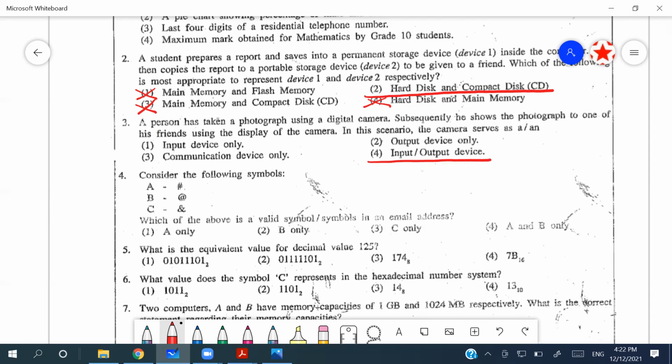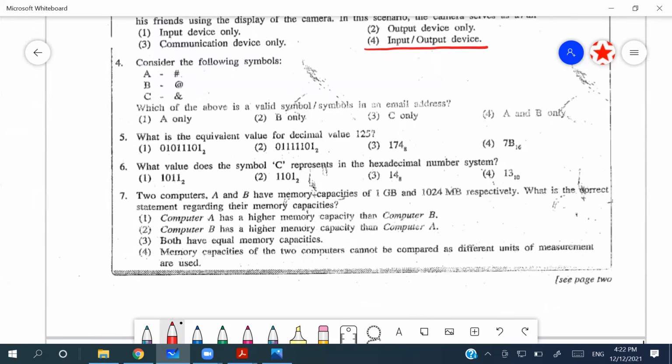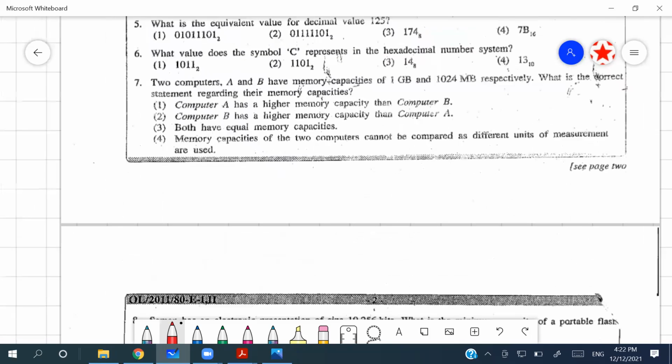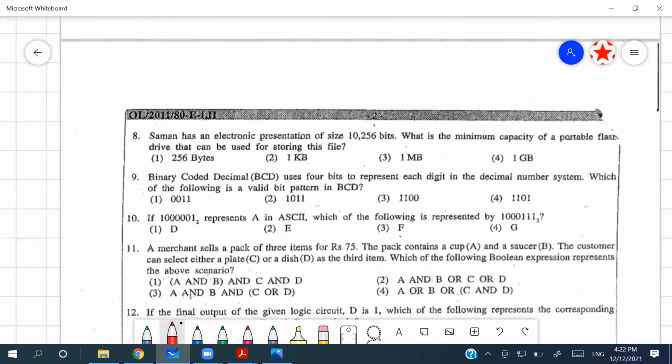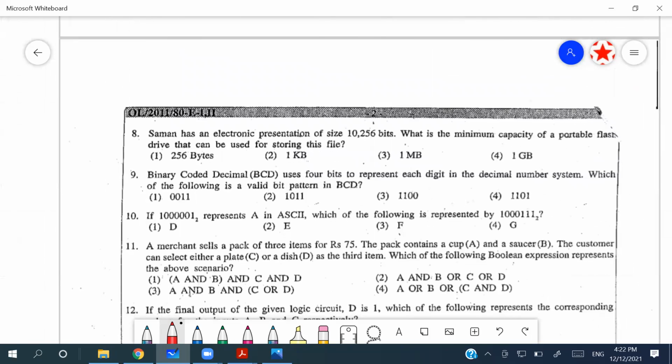Right, number 8. And people, in between, if you need anything to be discussed, just let me know. In the 8th one, it says someone has an electronic presentation of size 10,256 bits. What is the minimum capacity of a portable flash drive that can be used for storing this file?